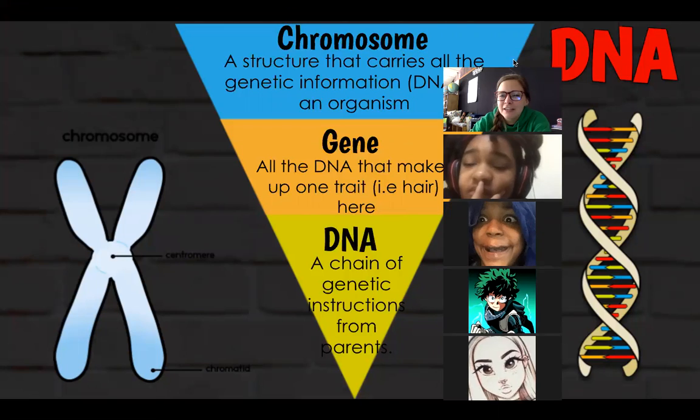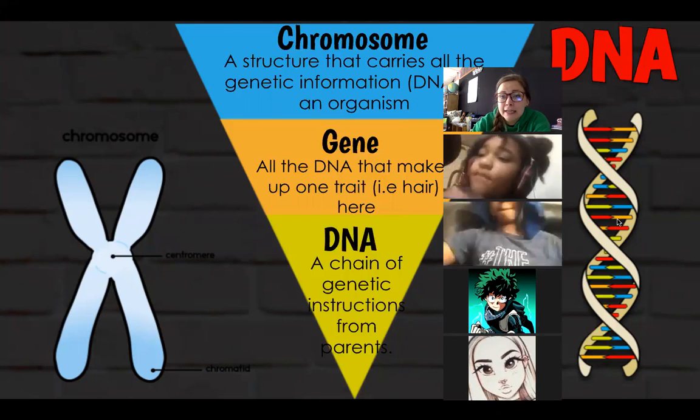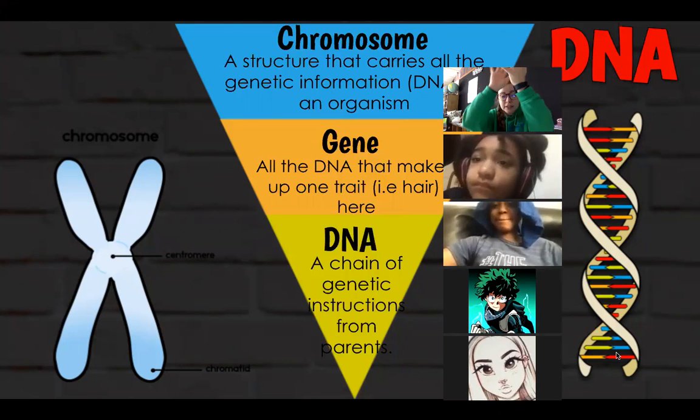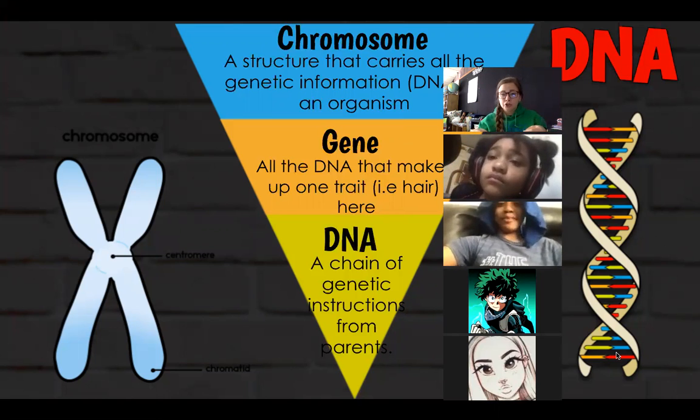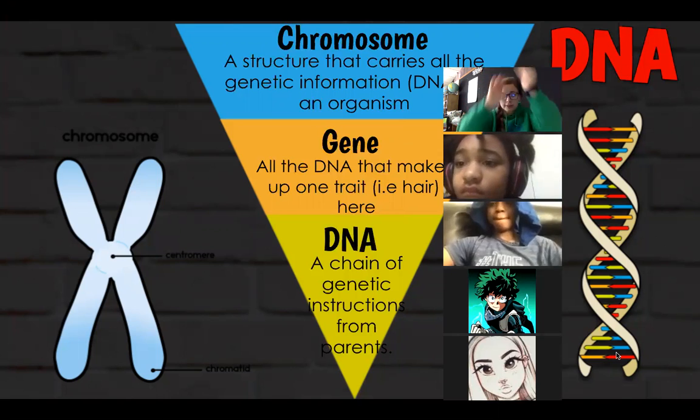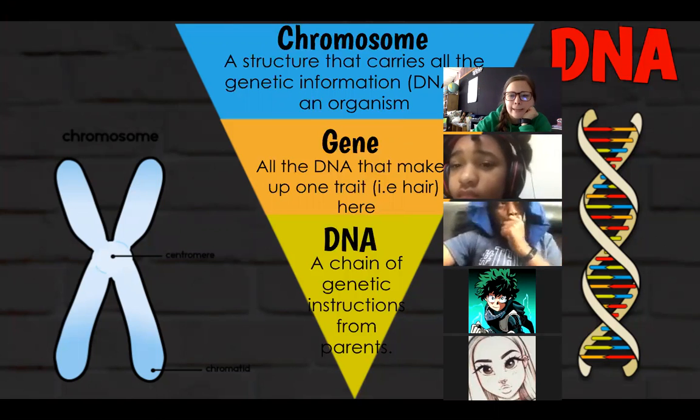All righty, friends. So, yes, our DNA is a double helix structure, and it looks like a twisted ladder. The strands are connected to each side of the rungs, and then it's twisted up. Okay?